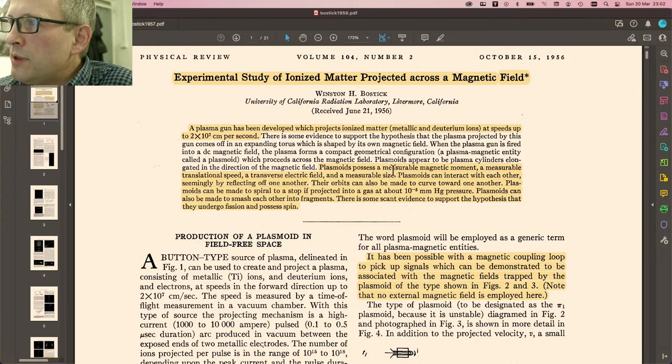Plasmoids possess a measurable magnetic moment, a measurable translation speed, a transverse electric field, and a measurable size. Plasmoids can interact with each other, seemingly by reflecting off one another. Their orbits can also be made to curve toward one another. Plasmoids can be made to spiral to a stop if projected into a gas at about 10 to the minus 3 millimeters of mercury pressure. Plasmoids can also be made to smash each other into fragments. There is some scant evidence to support the hypothesis that they undergo fission and possess spin.